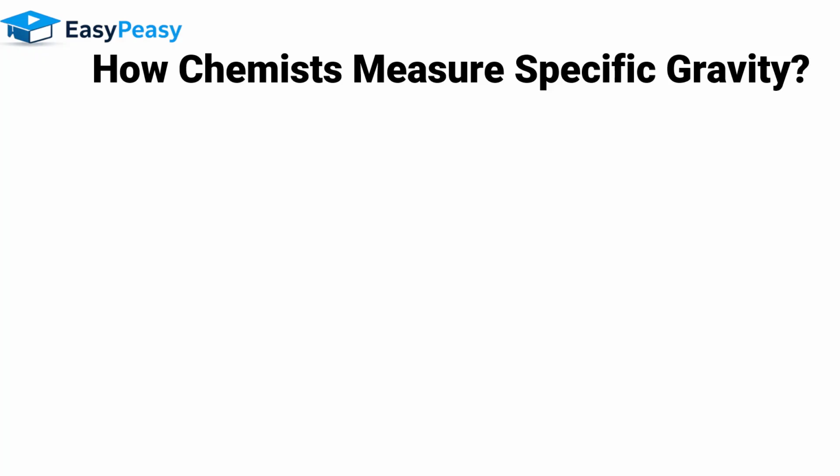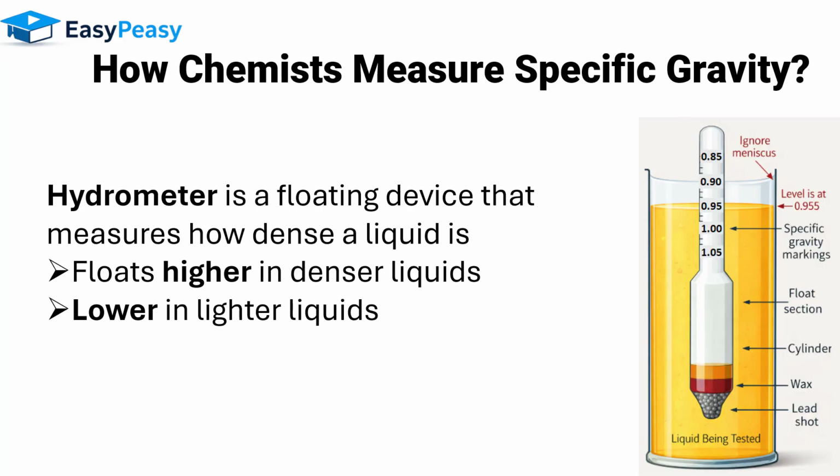How do chemists measure the specific gravity? Now, it depends. If you're measuring a liquid, we will have this hydrometer. And a hydrometer is a floating device that measures how dense a liquid is. It floats higher if the liquid is denser, and it floats lower in the lighter liquids. Now in this picture, you can see we have a liquid whose specific gravity is 0.95, and this hydrometer is going down deep in the liquid because the specific gravity is less. So it floats less in lighter liquid.